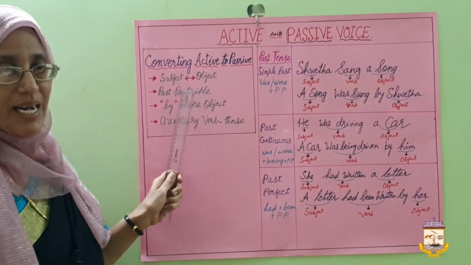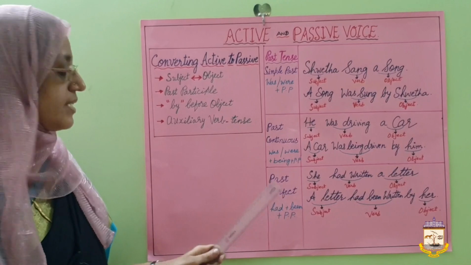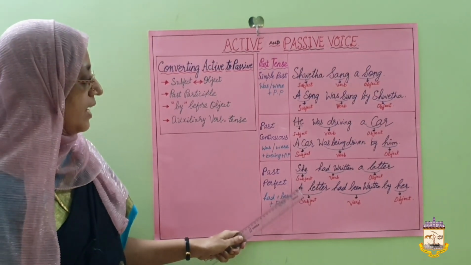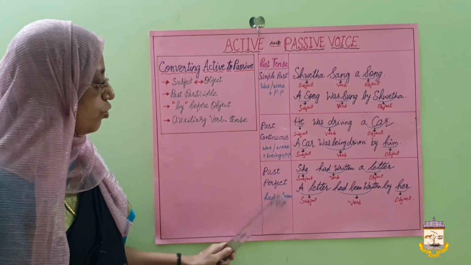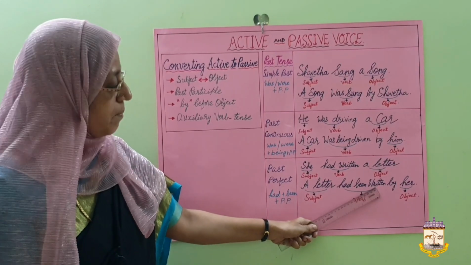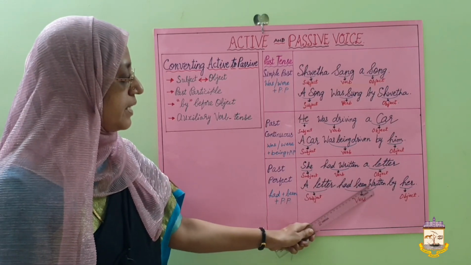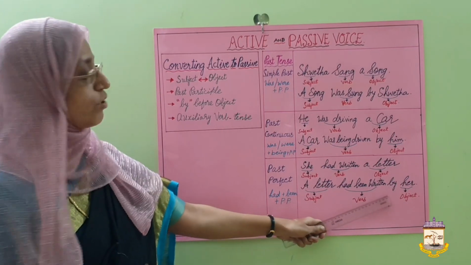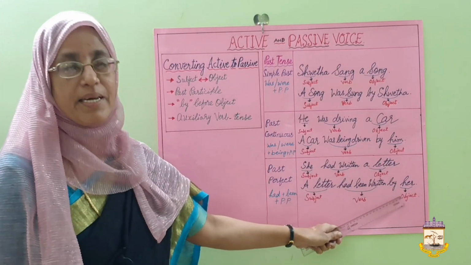While changing it into passive, what is the condition we have to follow? Subject and object change their places. So she will become her and letter will become the subject. A letter had been. So along with had, you are adding been. A letter had been written, the past participle, by before the object. So a letter had been written by her. She becomes her. As I told you earlier also, he will become him in the passive. She will become her in the passive.